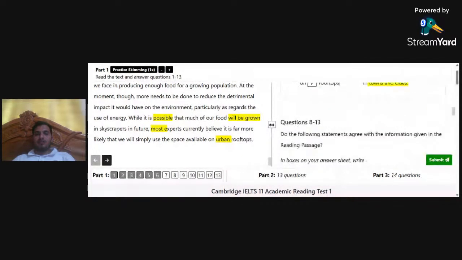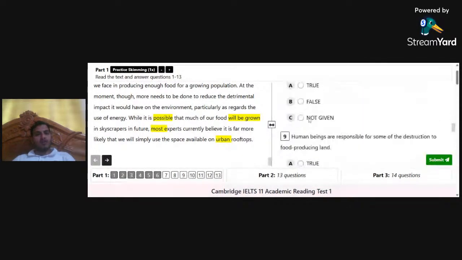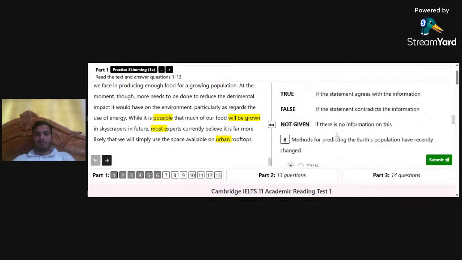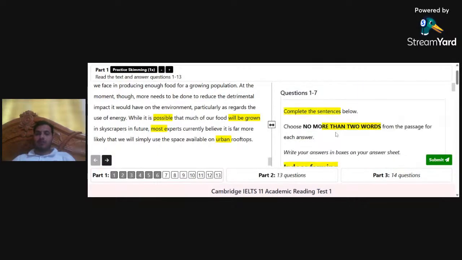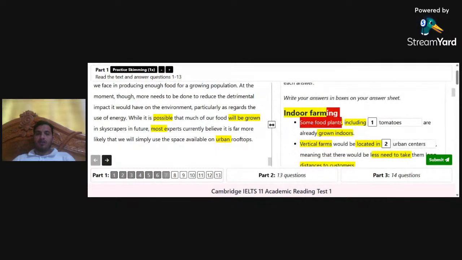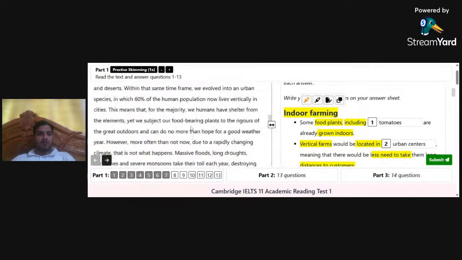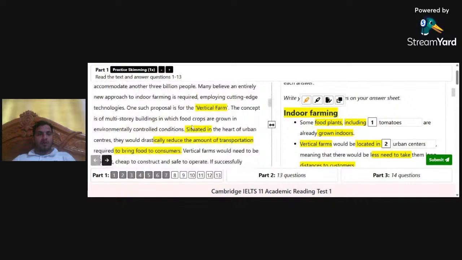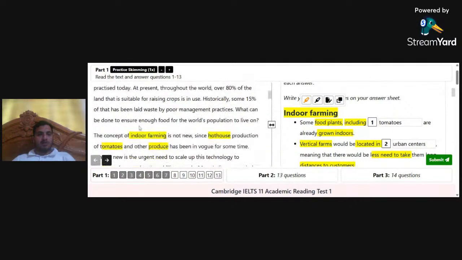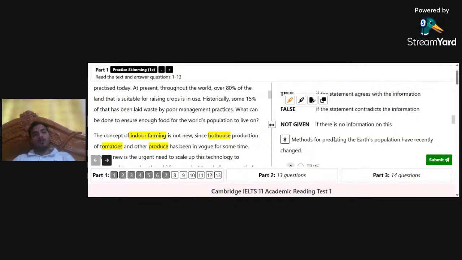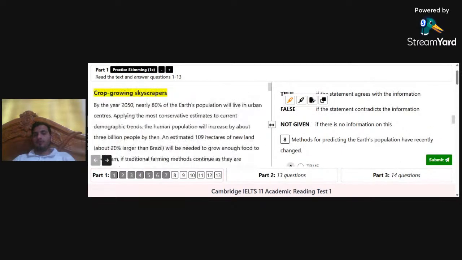Next one is true, false, and not given. We will again look for how they are using. You see that your first one, you started indoor farming from this part. Okay, the examiner has taken you to this part. In the next question type, you will always start from the first part.